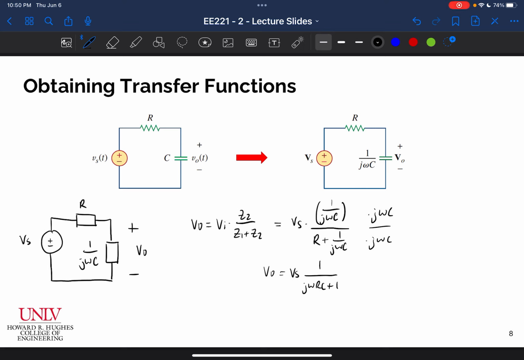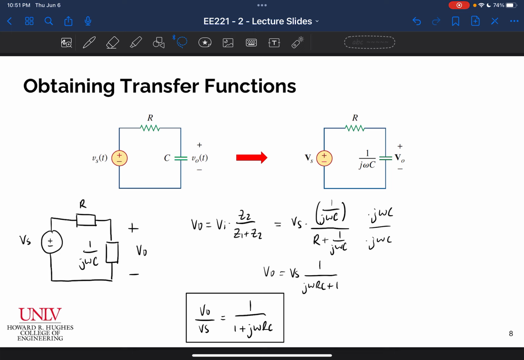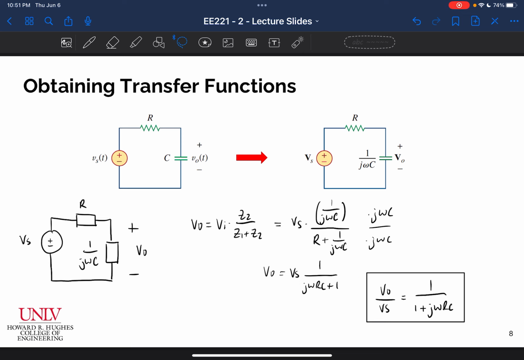And so now what do we have to do to get the voltage gain, which is V out over Vs? We just need to divide both sides by Vs. So finally, we just get V out over Vs, or the transfer function for this circuit, is going to be equal to 1 over 1 plus J omega RC. Not bad at all. Okay, so that is our transfer function for this circuit. So let me just go ahead and move some of this stuff around so that it doesn't look so messy. All right, and so that's our transfer function.